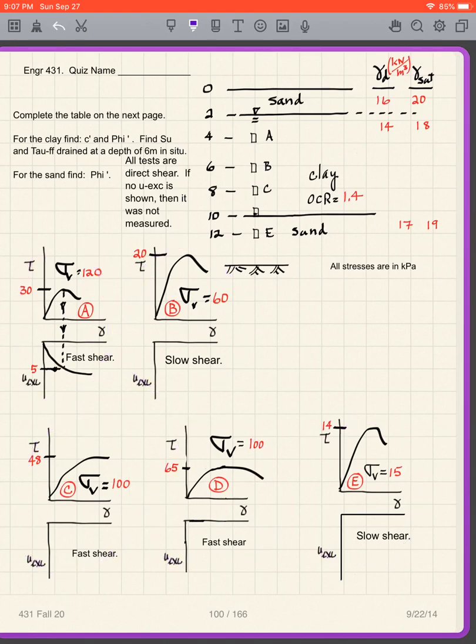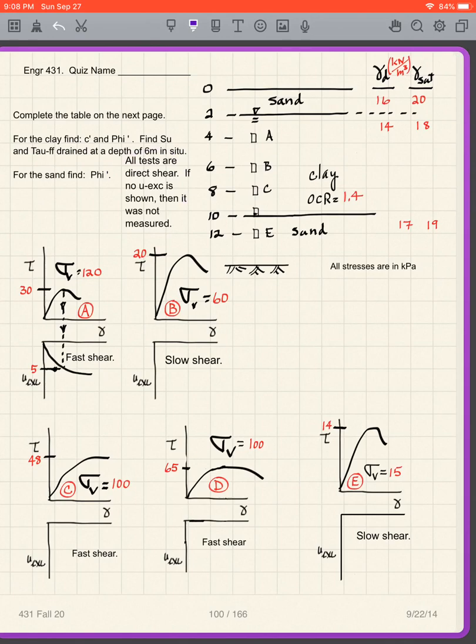So we have all of these tests, and our goal is the same as what we've been doing previously, to find C prime and Phi prime in the clay, to find SU and tau FF drained. So find SU and tau FF drained. SU is undrained shear strength, tau FF drained. Depth of 6 meters in situ. All of the tests shown here are direct shear, and if there's no U excess shown, then that means it was not measured.